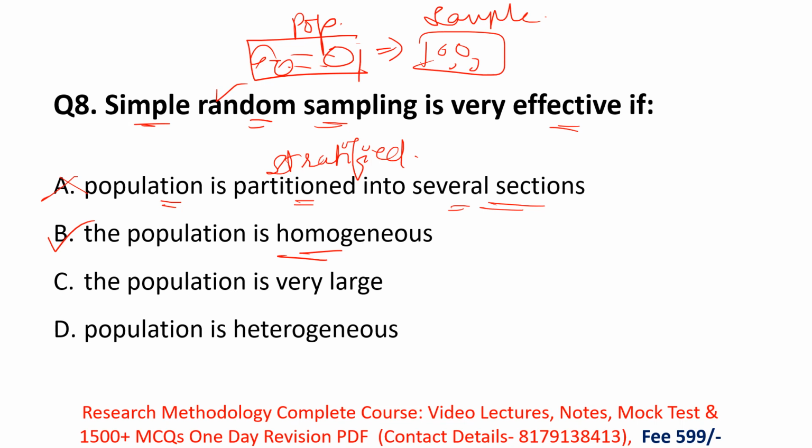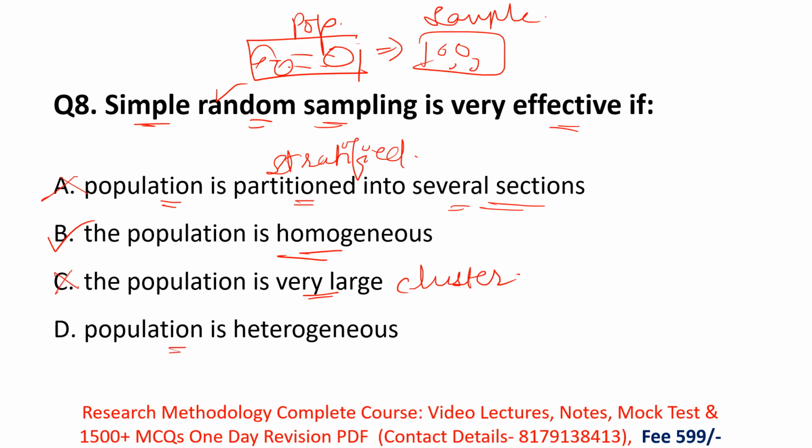Then option C is the population is very large. So remember, when your population is very large, in this case you will always select the cluster sampling method, because cluster sampling is the sampling method in which your population size is very large. So here option C is also incorrect.